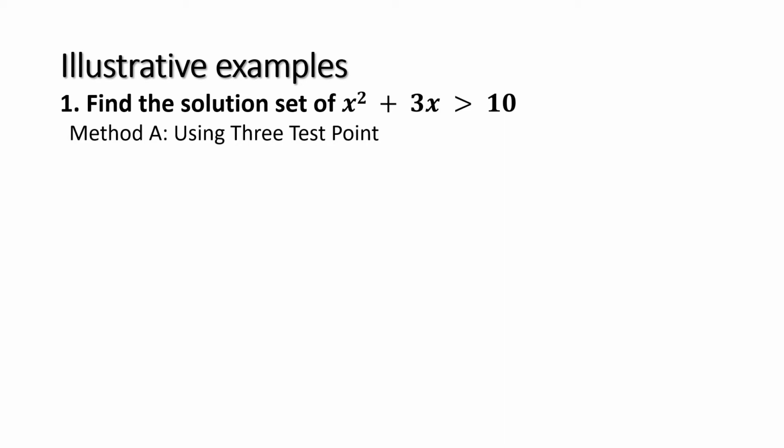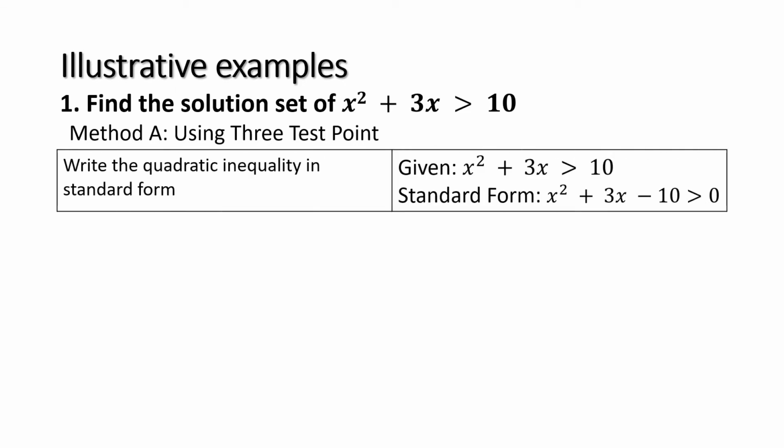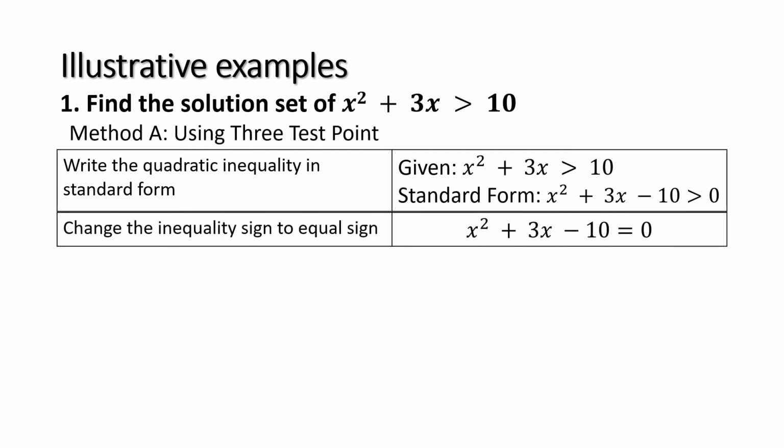First method we will use is the three-test point. Write the quadratic inequality in standard form. To make it standard form, we just need to transpose the 10 to the other side. So we have now x raised to 2 plus 3x minus 10 is greater than 0. Then change the inequality sign to an equal sign for the meantime.